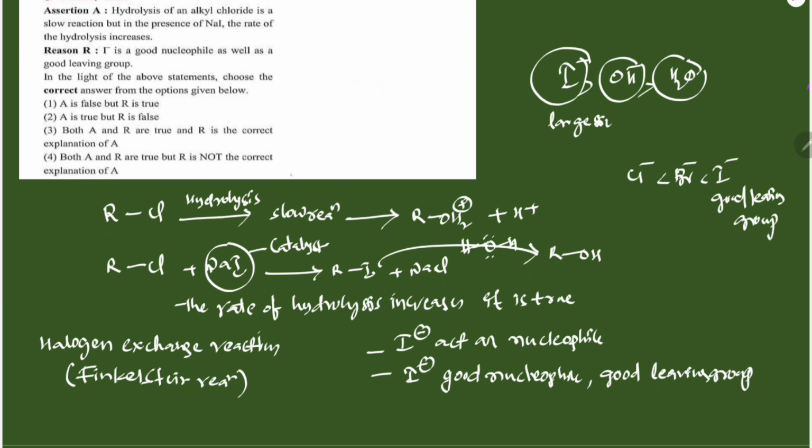In this question, which option is correct? Both assertion and reason are true, and the reason is the correct explanation of the assertion, because alkyl chloride hydrolysis is a slow reaction, but in the presence of sodium iodide, it is a fast reaction. Why is it fast? I minus is a good leaving group and a good nucleophile. The answer is the third option.